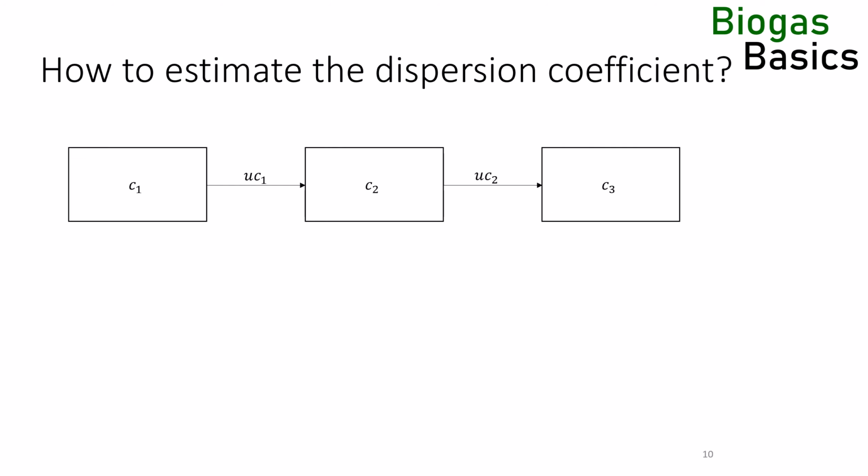To quantify the axial dispersion coefficient, we model the flow reactor as a series of infinitely small CSTR. The concentration of a reactant C is C1 in the first CSTR, C2 in the second CSTR, and C3 in the third CSTR. In a plug flow reactor, the transport is U C1 from section 1 to 2 and U C2 from section 2 to 3. We ignore the reaction here.